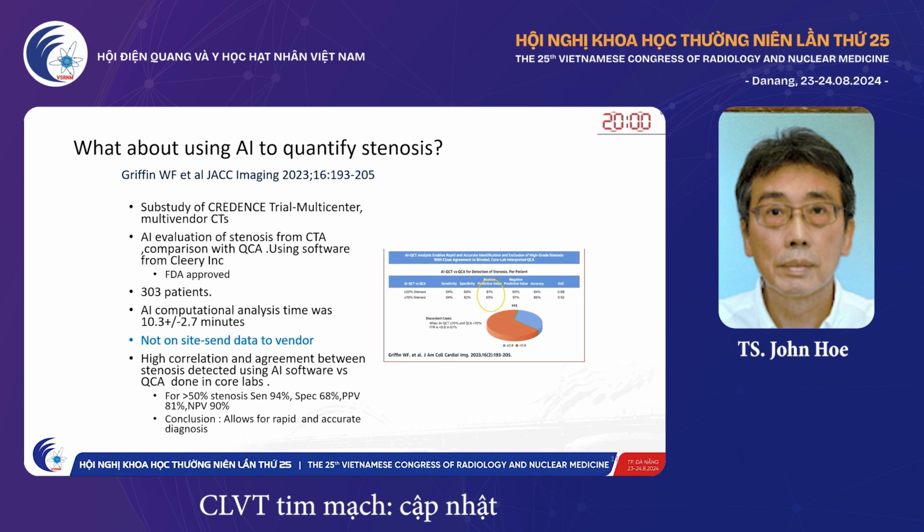What about using AI to quantify stenosis? In this study that was published last year, which was multi-center, multi-vendor, using the CT scanners of the 4 main vendors, AI software was compared to QCA using software from a company called Cleerly, which has FDA approval, and you can see the analysis time was very short, and there was high agreement between the stenosis detected using the software versus QCA done in the cath lab. However, this software was not on site, and all the data had to be sent to the vendor.